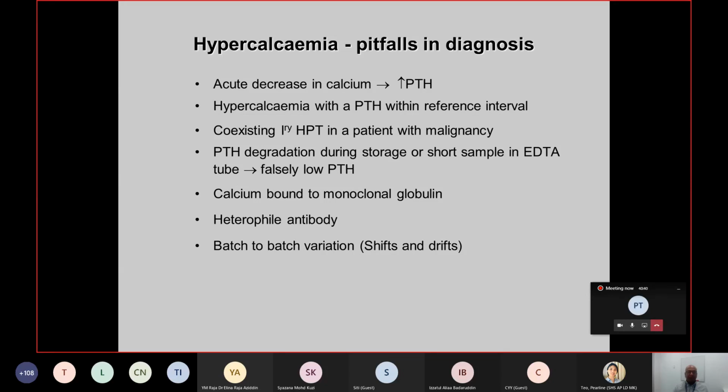Sample handling is important because if not done properly, it can lead to a lowering of the actual PTH level. Consider monoclonal band or monoclonal globulin which binds calcium, and so that can give a very high total calcium, but ionized calcium will be normal. Heterophilic antibody interference can occur with PTH assays, and PTH assays, like any other immunoassays, can have batch-to-batch variation, so we need to be aware of those. And I've already alluded to the differences between assays, so each commercial assay might have slightly different reference intervals.